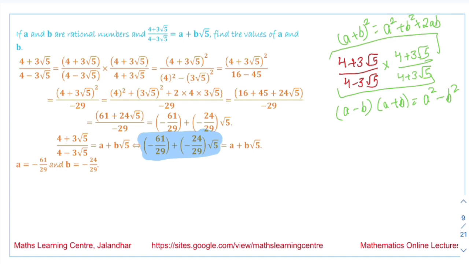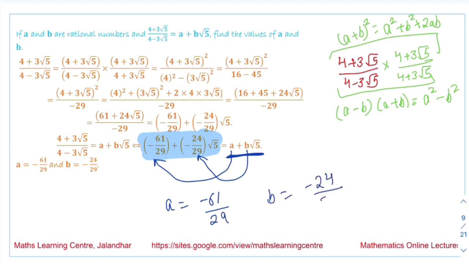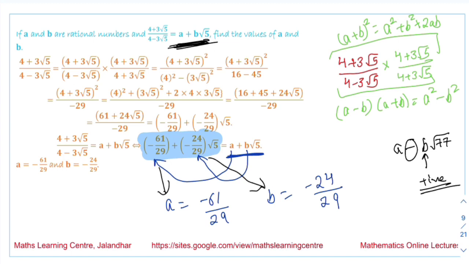Now the term that is given to us is a plus square root b. So it means the value of a is this and the value of b is minus 24 by 29. In the previous question, it was asked a minus b root 77, so it was a minus sign over there, and the value of b we took was positive. But over here we are being asked a plus square root b. So a is this value and b is this particular value.